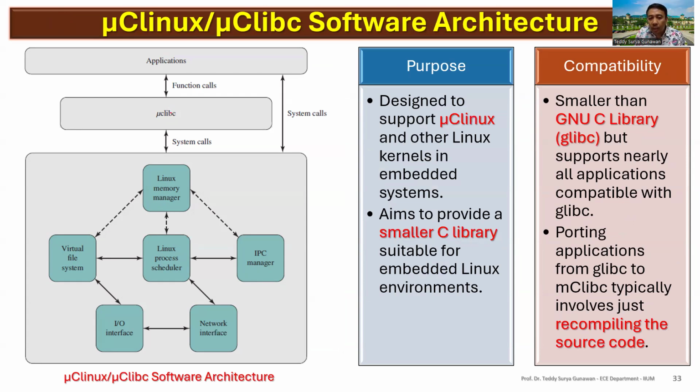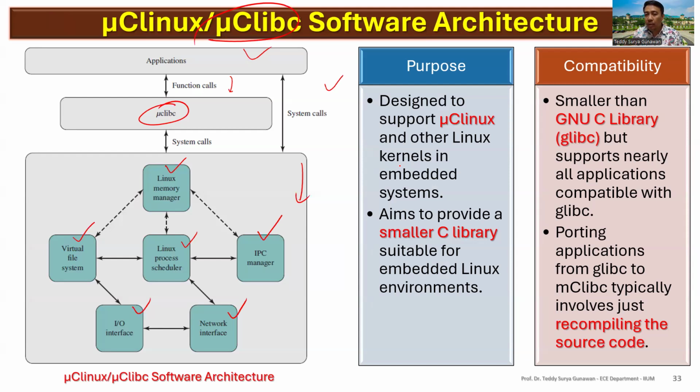This is the uClinux, or uClibc microcontroller libc, software architecture. Libc is the C library. Here we have the application. We have system calls to the kernel, or we can use function calls to the library. Here we have the inter-process communication manager, network interface, I/O interface, virtual file system, Linux memory manager, and Linux process scheduler.